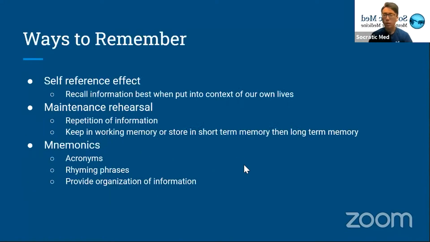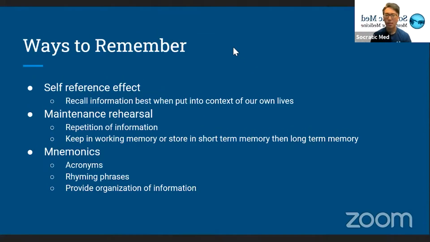Okay, so there are a few different ways that we use to remember and consolidate information into a memory. The first, related to semantic encoding, is the self-reference effect. This is a phenomenon where we recall information best when it is put into the context of our own lives. Whenever we gain information and can relate it to something we've already experienced, it's easier for us to remember that information.